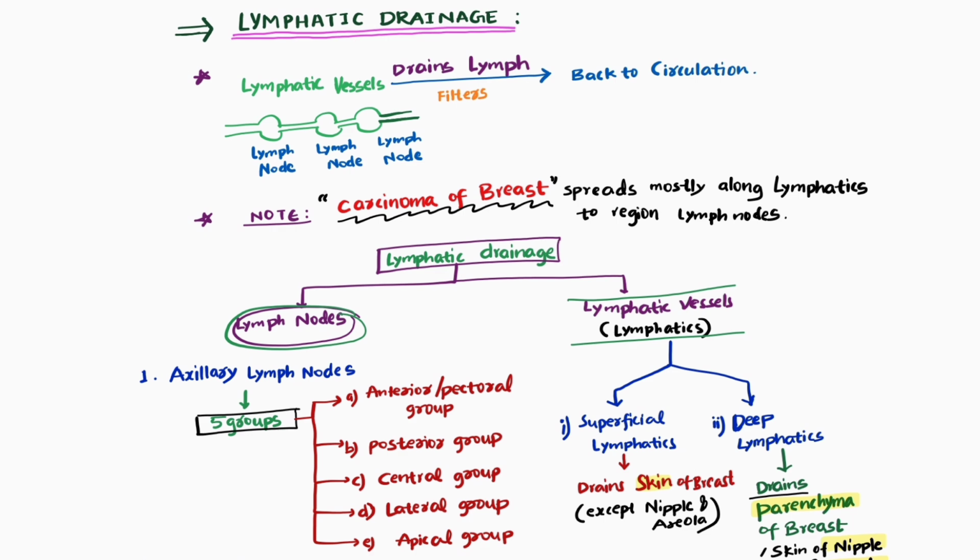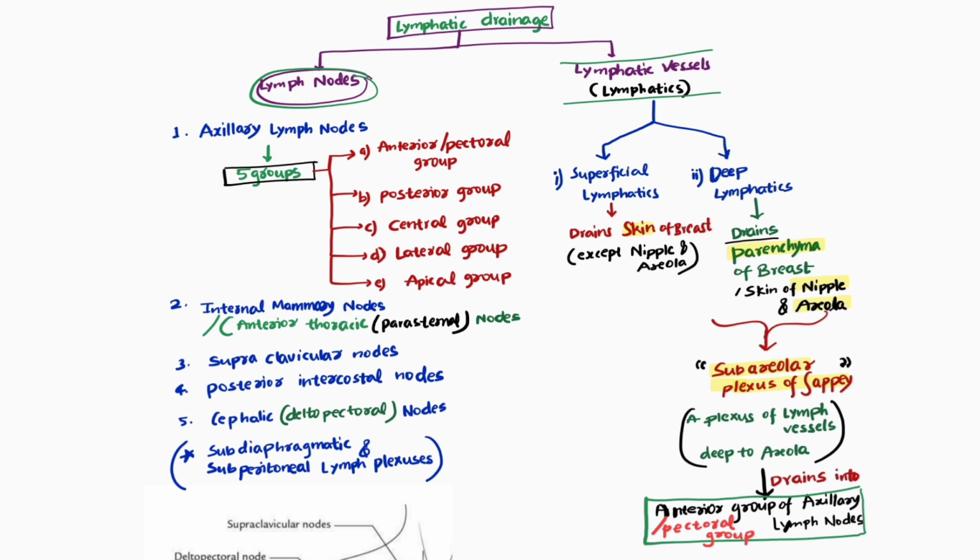The most important group are axillary lymph nodes. These are 5 groups. First one is the anterior or pectoral group, posterior group, central group, lateral group, and apical group. The regions where the lymph nodes are present. So these 5 groups. And the second one is the internal mammary nodes, also called as anterior thoracic nodes, parasternal nodes.